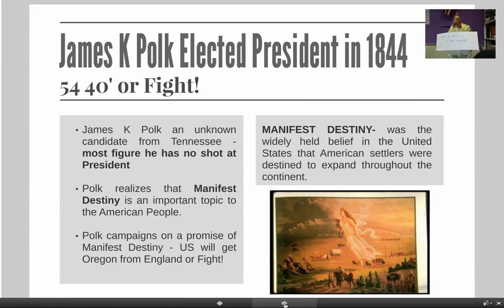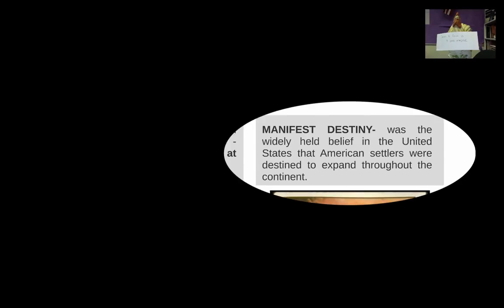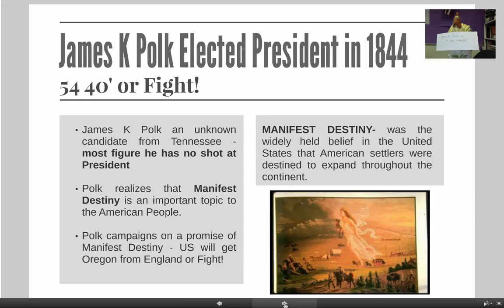Polk realizes that if he's going to win, he's going to have to come up with some type of message that the American people are going to want. So Polk realizes that manifest destiny is an important topic to the American people. As you can see from the definition on the right, manifest destiny was the widely held belief in the United States that it was destined to expand through the entire continent. So Oregon country, being on the west coast, stood in the way of our manifest destiny. If we wanted to go from east coast to west coast and to achieve what many people thought was our destiny, we had to get Oregon as part of our territory.